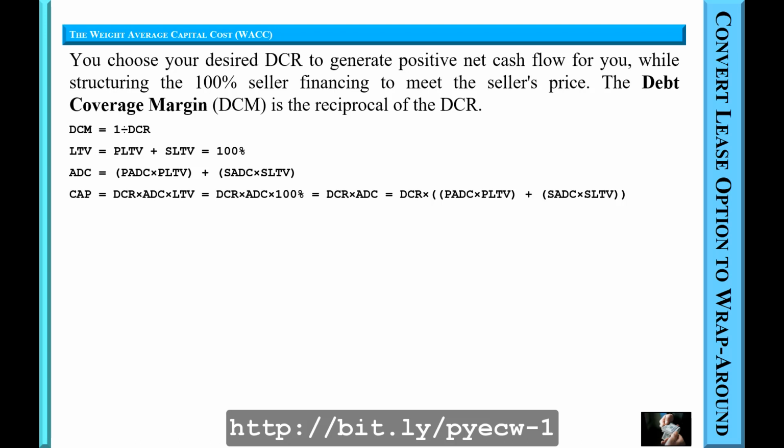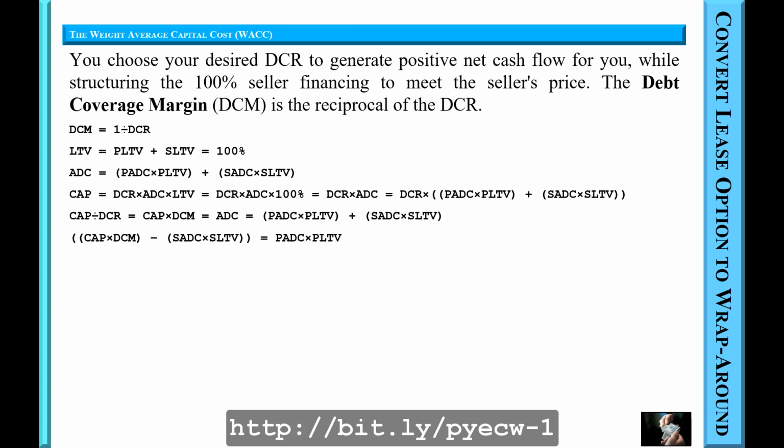We can simplify this to cap rate divided by DCR equals cap rate times DCM equals annual debt constant, which is equal to the sum of the product of PADC times PLTV plus the product of SADC times SLTV.